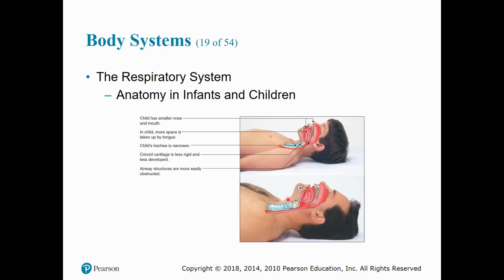In infants and children, there are some anatomical differences between us, such as children, they tend to have a smaller nose and mouth. And in children, because of the smaller mouth, their tongue is proportionally larger compared to that of an adult. Their trachea is also much more narrow than in an adult, and it's also very flexible. So it's easily constricted, and that's why when we go to open up a patient's airway, we want to make sure that we don't open it up too far.